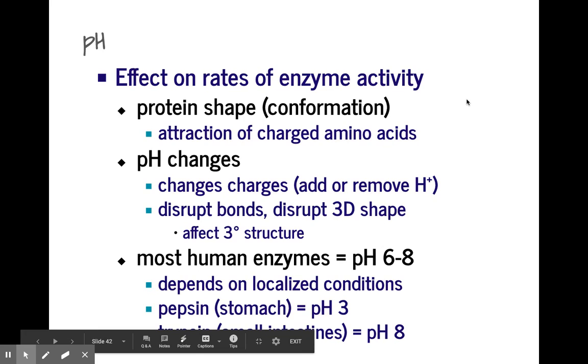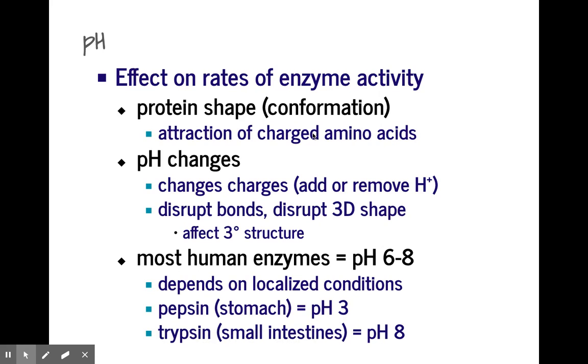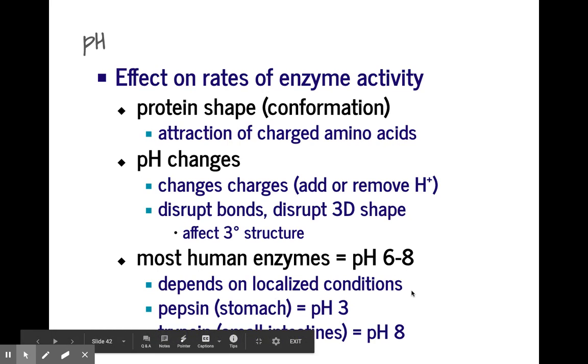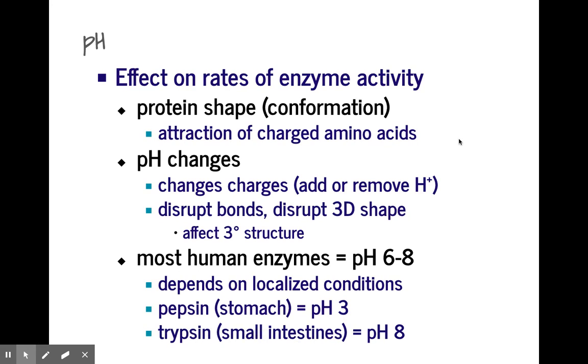So pH changes the protein shape. The attraction of the charged amino acids is going to cause the enzymes to denature. The pH changes charges. So when I add or I move a hydrogen, it disrupts the bond once again and it causes the protein to denature. As we said, most human enzymes work between a pH of 6 to 8, and it depends on the localized conditions. Pepsin works in a pH of 3, whereas trypsin works in a pH of 8.